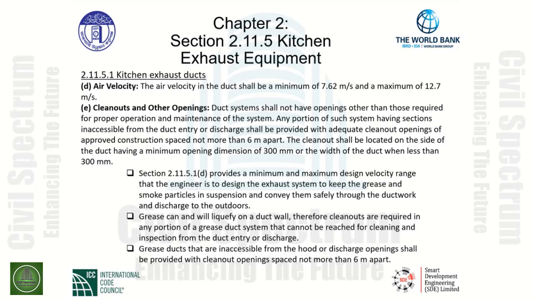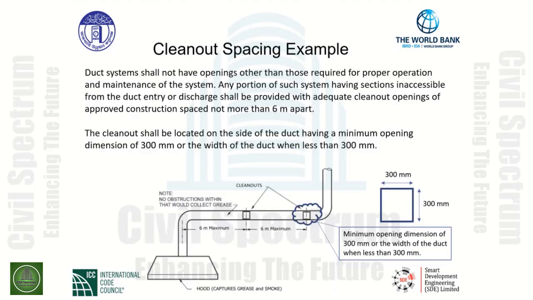The duct system that cannot be reached for cleaning and inspection from the grease duct entry or discharge is required to be spaced not more than 6 meters apart. Grease ducts that are inaccessible from the hood and discharge openings, of course, are mandated to be at this particular 6 meter interval and nothing greater. An example of the cleanout spacing is indicated below.